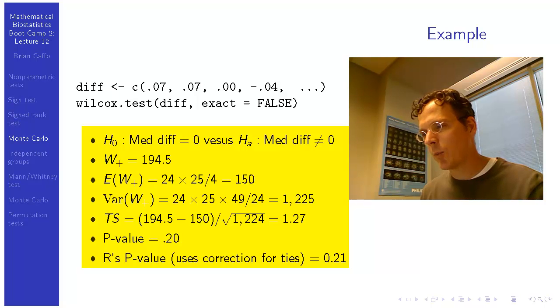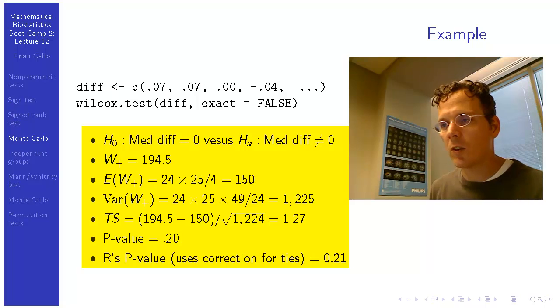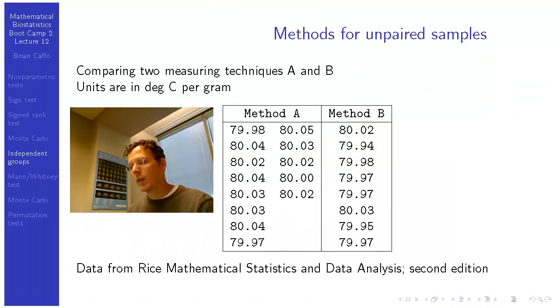At any rate, you get an expected value of W plus of 150, the variance is 1,225, so our test statistic is our observed W plus 194.5 minus its expected value 150 divided by the standard error, which works out to be 1.27. Of course, that's not significant on the z-scale, and so our p-value in fact works out to be 0.21. So what is this suggesting? This is suggesting that we can't rule out that the median is in fact 0. Okay, so that's the non-parametric equivalent to the paired test.